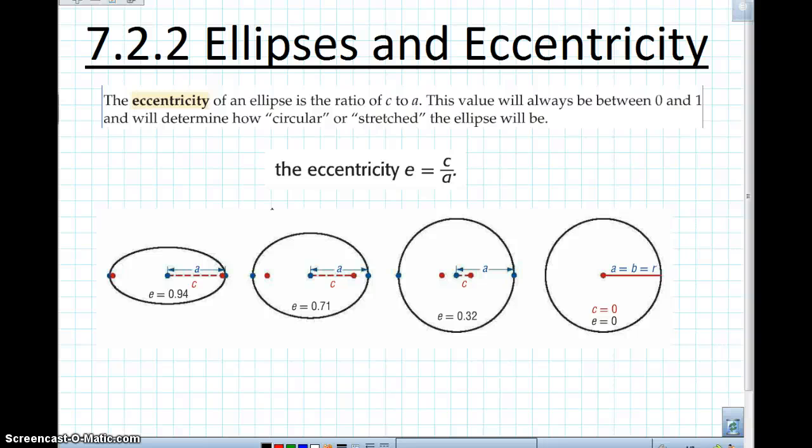Hey there everyone. Today's lesson is on 7.2.2 Ellipses and Eccentricity. Bonus points for alliteration today in the title.